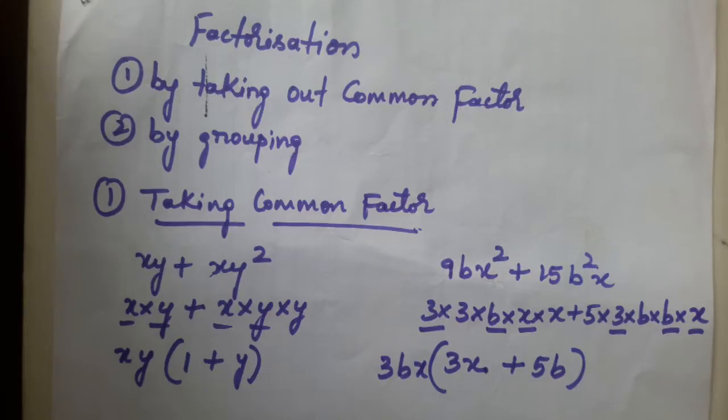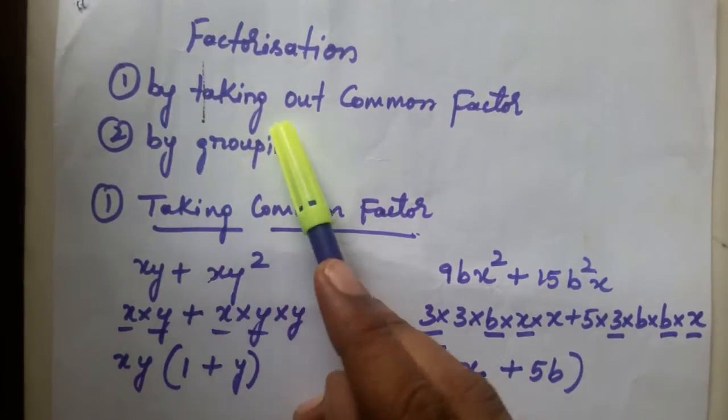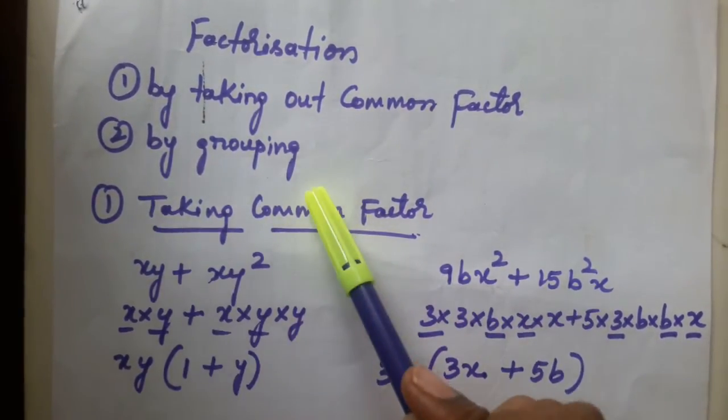Today I have taken the topic factorization. Let us learn how to factorize algebraic expressions. Algebraic expressions can be factorized using many methods. We will discuss the most common two methods in this session. So here the two methods which I have taken is by taking out common factor and by grouping.